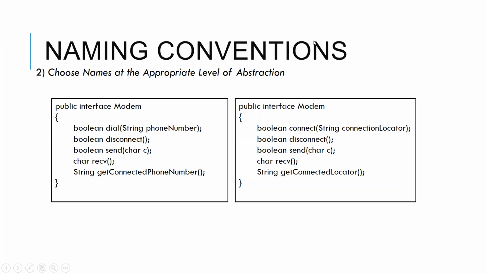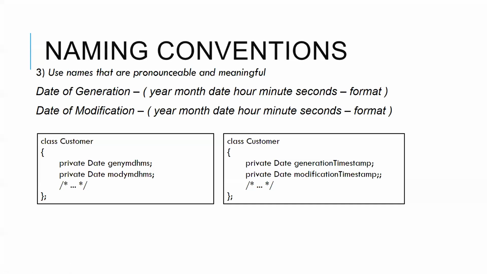The next tip that I have to share with you is regarding choosing names. It's very essential that when you're choosing names for a function or variable, they should be easily pronounceable and meaningful. Let's take an example where we need to define a class Customer which requires two variables. One variable represents the date of generation of the customer, or the date when he was added to the system. The second variable defines the date of modification, that is, when the customer record was last modified. Both these variables have the format year, month, date, hour, minute, second.